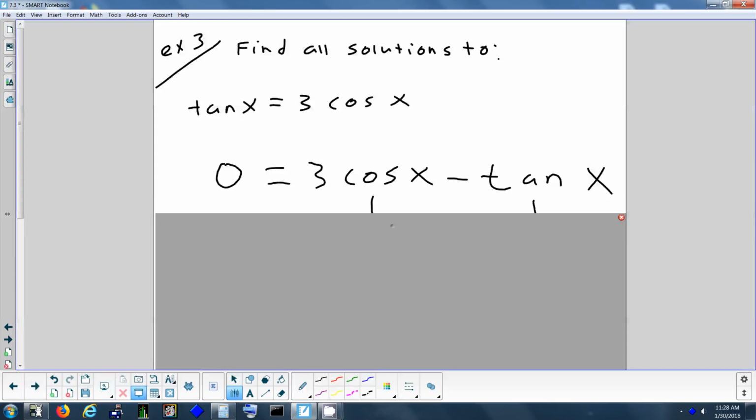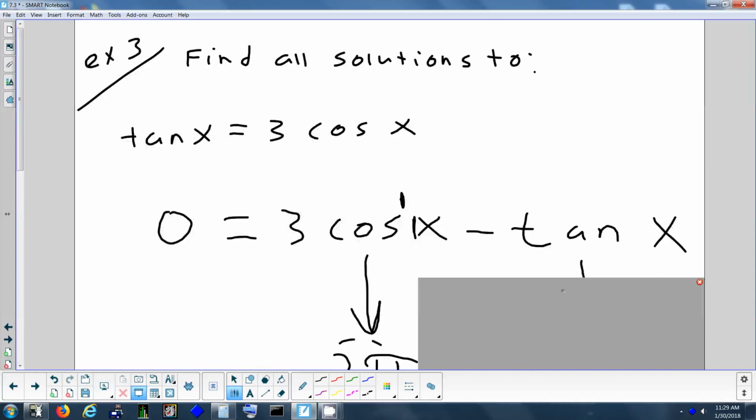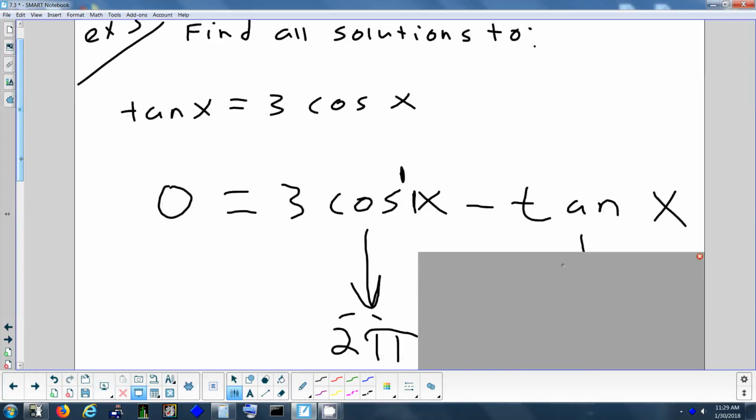Okay. First thing I have to do is find the period of each term and then the LCM. What's the period of cosine x? Two pi. Right? If you're not sure, if you don't have it memorized, it's cosine to an odd power. Pretend there's a 1 there. And the number in front of x is also a 1. So look up your formula, plug in 1 for b, and you will get 2 pi.